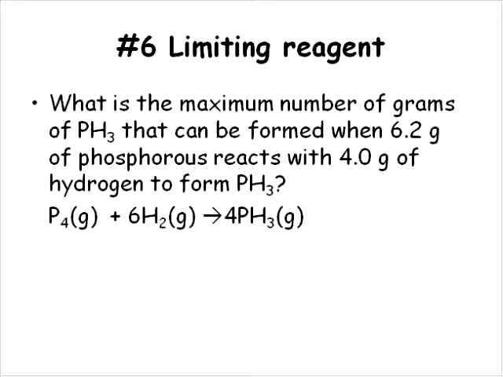Okay, the next example: what is the maximum number of grams of PH3 that can be formed when 6.2 grams of phosphorus reacts with 4 grams of hydrogen to form PH3? So we have 6.2 grams of this, 4 grams of this. And we can put it on pause.